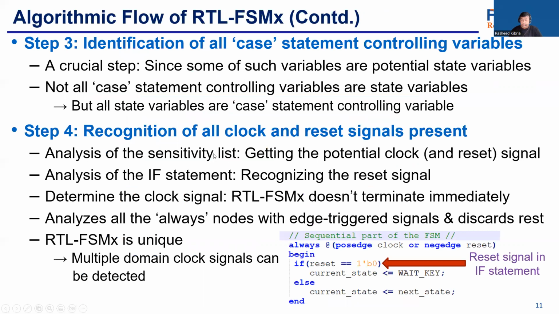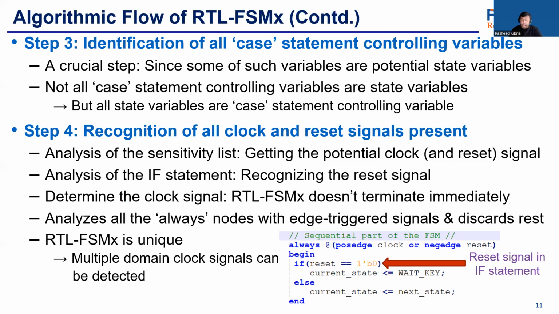The third step is to identify all the case statement controlling variables. It is a crucial step because some of the case statement controlling variables are potential state variables. One thing needs to be mentioned here: not all case statement controlling variables are state variables, but all the state variables are case statement controlling variables.